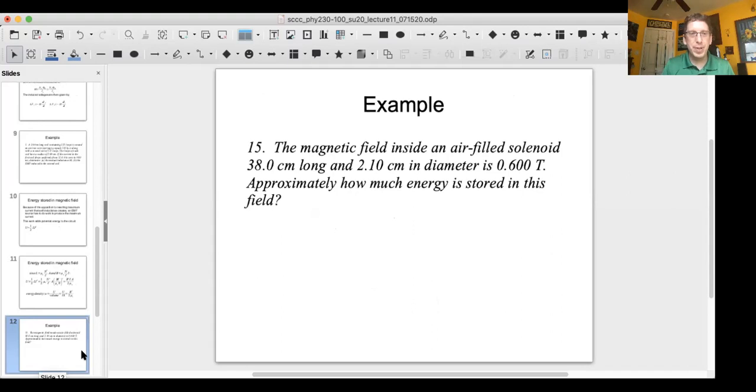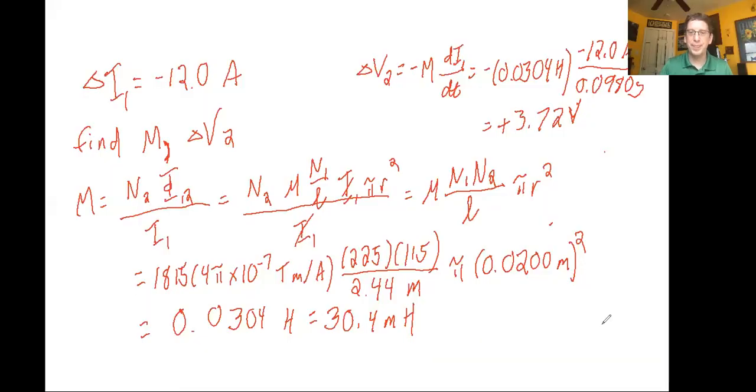So we're going to go through a couple of examples here. The magnetic field inside an air-filled solenoid, 38.0 centimeters long and 2.10 centimeters in diameter, is 0.600 Tesla. Approximately how much energy is stored in this field? So again, there are a couple of ways you could do this, given the information that you have. But the total energy is equal to small u times the volume.